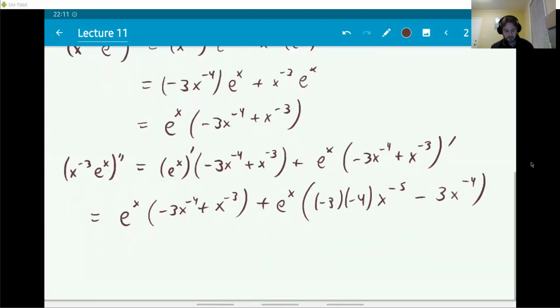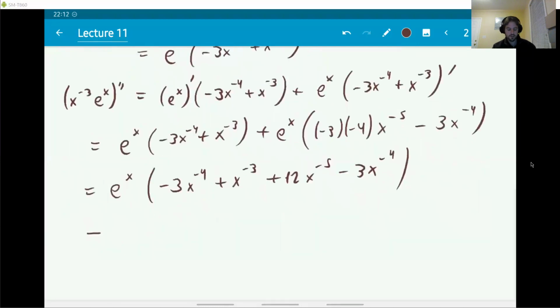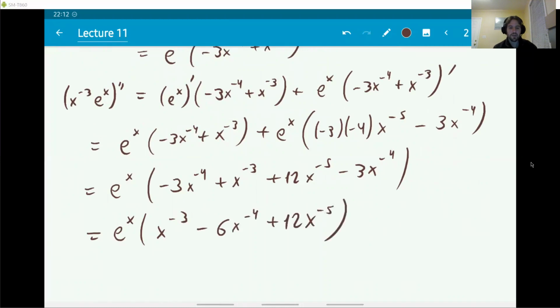All right. Now, combining terms, we again have e to the x to factor from all of these. And you have minus 3x to the minus 4, x to the minus 3, plus 12x to the minus 5, and then minus 3x to the minus 4. So I'm going to at least combine the equal powers of x. You have 1x to the minus 3, you have minus 6x to the minus 4, and you have plus 12x to the minus 5. That's the second derivative of the function that was given.